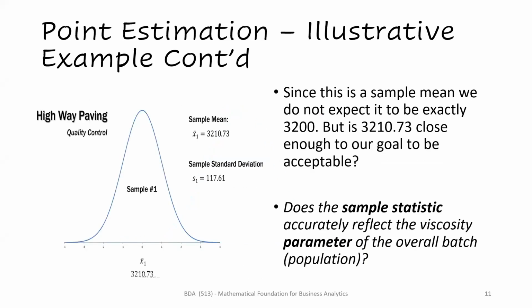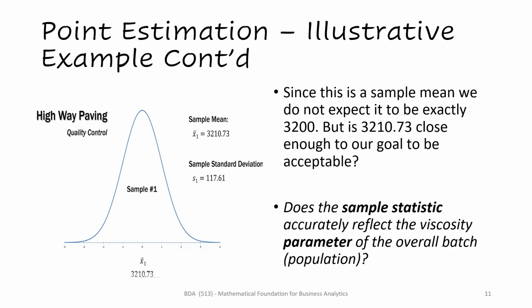Since this is a sample mean, we do not expect it to be exactly 3,200, because of issues to do with error. But the question is, is 3,210.73 close enough to our goal of being acceptable? Does the sample statistic accurately reflect the viscosity parameter of the overall batch? We should be able to calculate this to find out whether it is close or not.